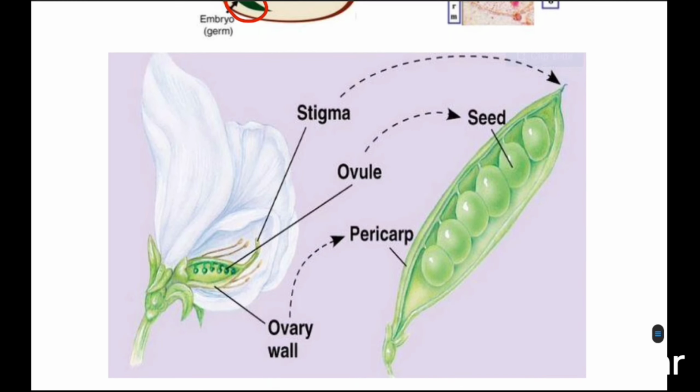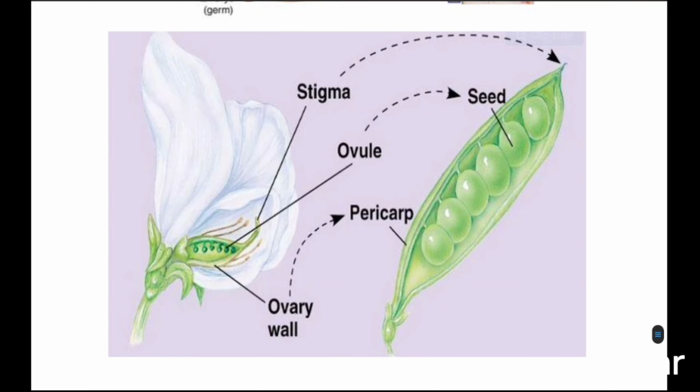So here I have given a picture, and you can easily understand. Inside, you can see the ovary part. Inside the ovary, the ovule will be there. The ovule will be converted into the seed, and the ovary, the outside part, will be converted into the fruit. You can see the entire covering structure, that is the fruit part.